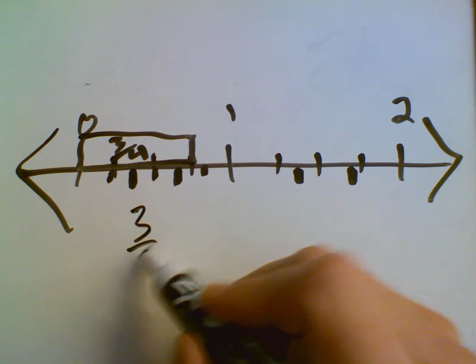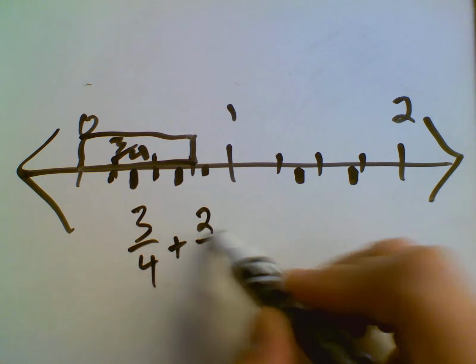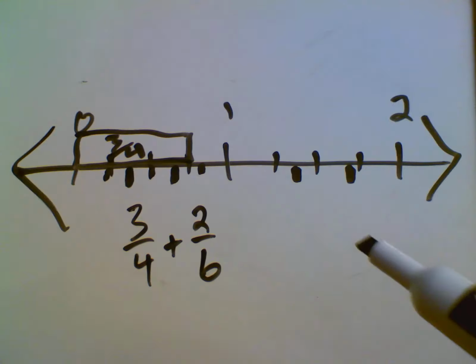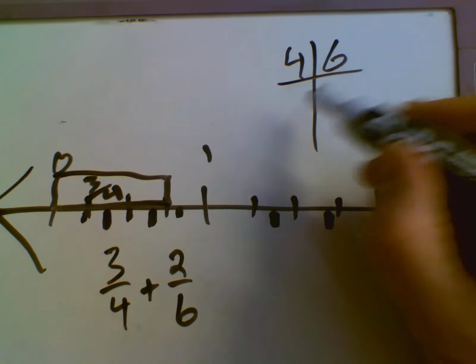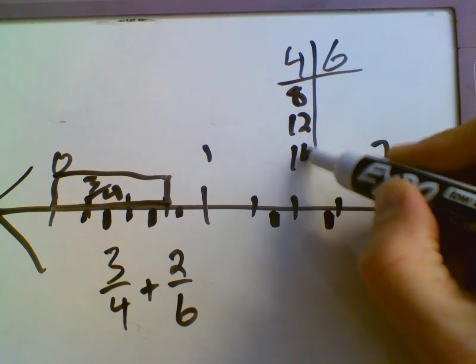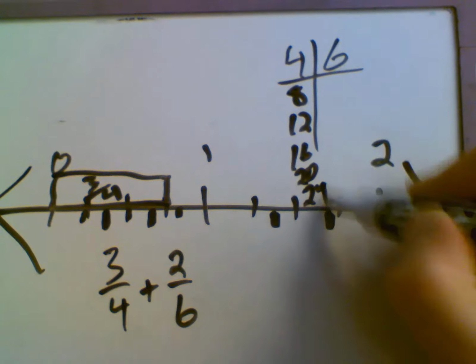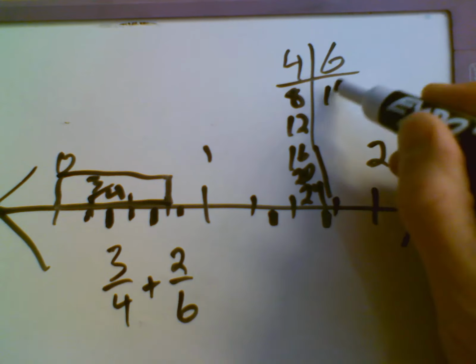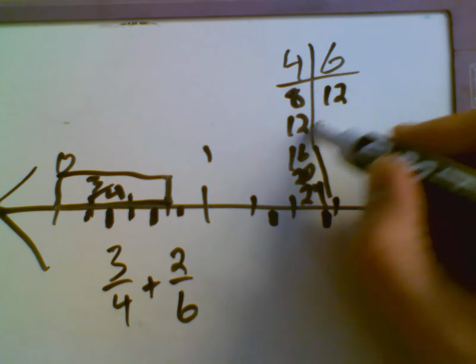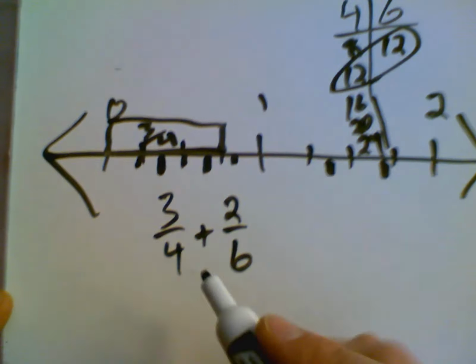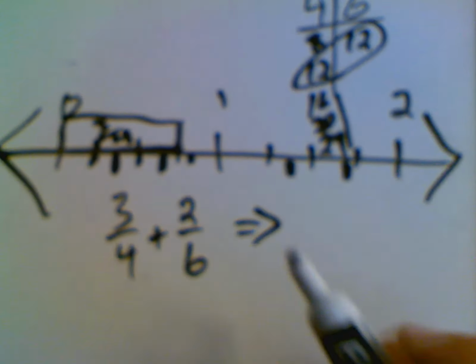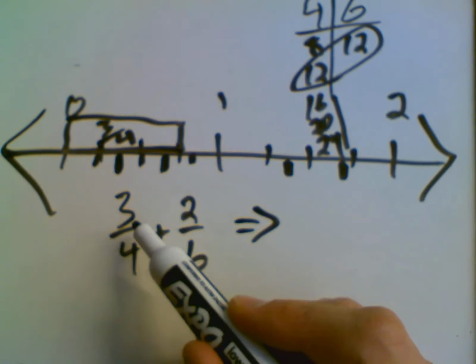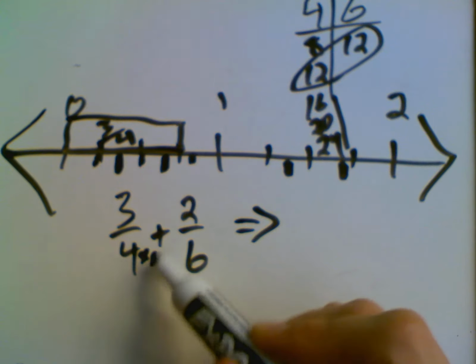So let's see, 3/4 plus 2/6. If I look for a common multiple of 4 and 6: 8, 12, 16, 20, 24. Oh no, look, 12 did it first. We got 12. So I'm just going to change these into equivalent fractions. Let's change those over. I'm going to see 4 times 3 is 12.